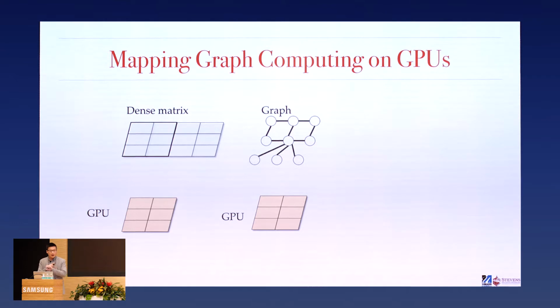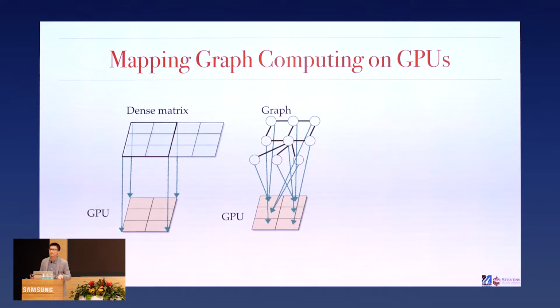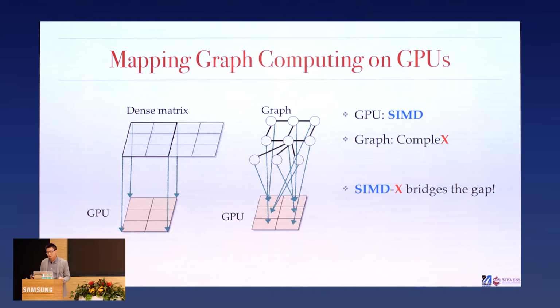So we want to map graph computing on the GPU. The first thing that motivated general purpose GPU computing is dense matrix computing. When you map dense matrix on the GPU, it's very straightforward, very regular, one-to-one. If you map a graph on the GPU, it becomes a little bit twisted. In summary, the GPU is SIMD in nature, and a graph is complex in nature. If you still remember, when learning algorithms, graph algorithms typically appear in the last chapter, which implies it's probably more complex than other algorithms. SIMD-X is here to bridge the gap between SIMD and complex graph computing.